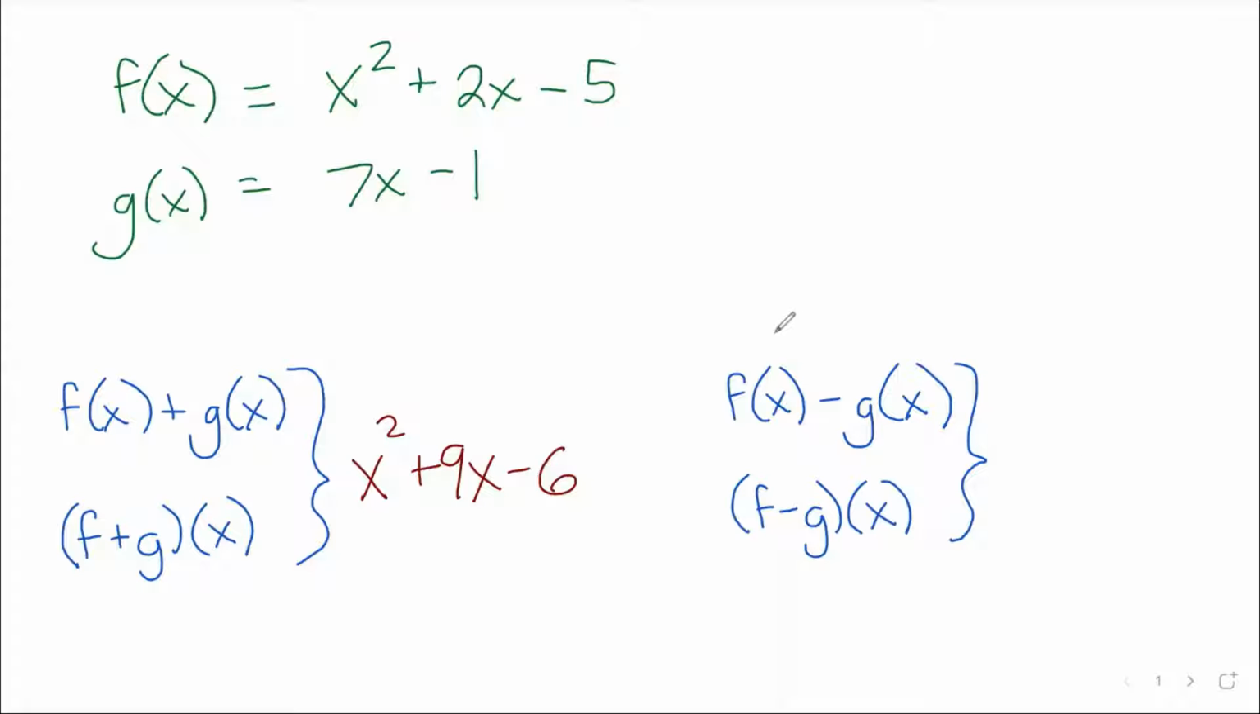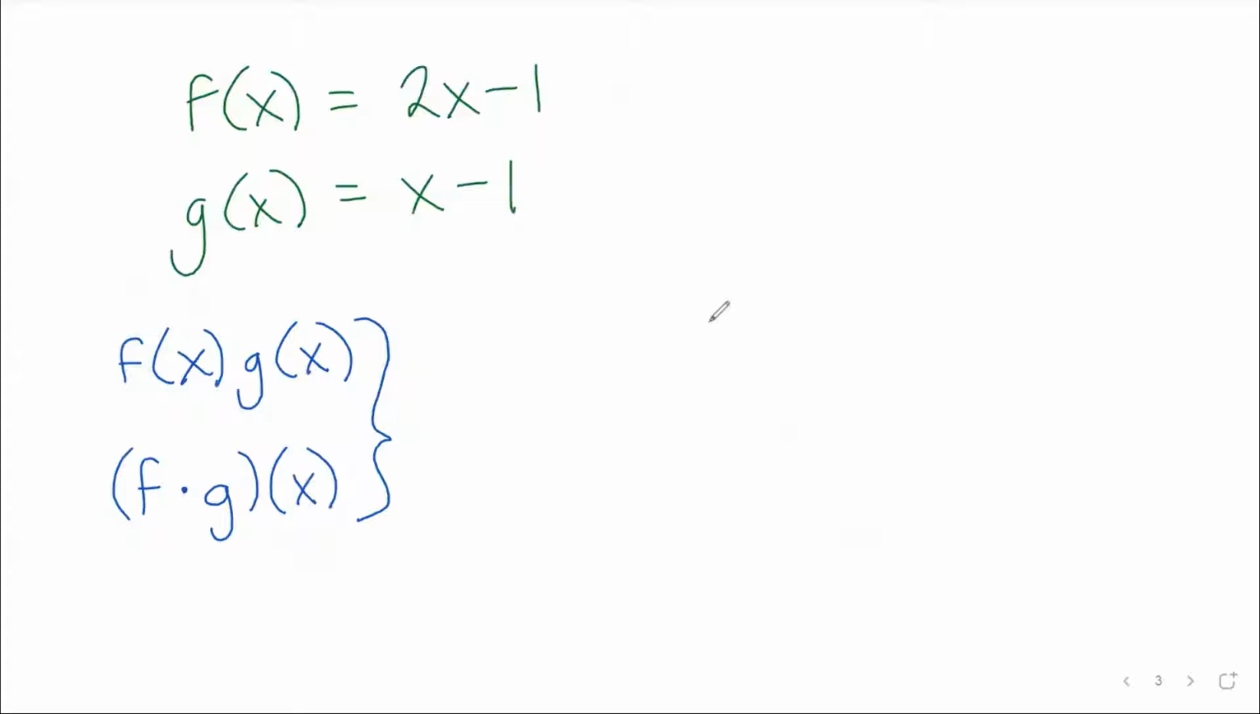And similarly, subtraction of functions. Again, we've got these two ways of doing the notation. The second one is the one that we would tend to use in this context, but we just subtract them. So x squared, 2x minus 7x is minus 5x, negative 5 minus negative 1, so negative 5 plus 1 is negative 4. So that's addition and subtraction of functions, exactly what it looks like it should be.